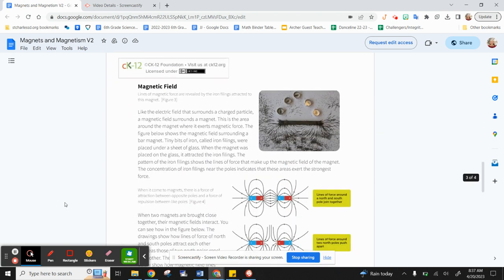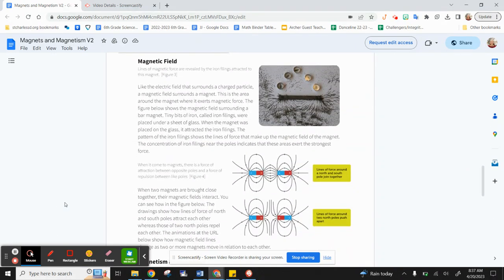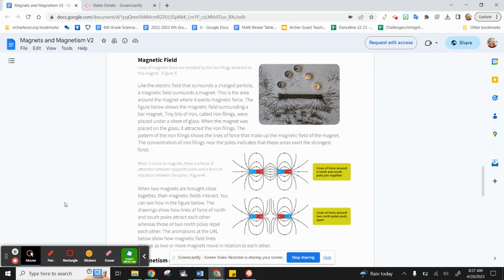Okay. Magnetic field. Like the electric field that surrounds a charged particle, a magnetic field surrounds a magnet. This is the area around the magnet where it exerts a magnetic force. So kind of like it's an invisible area around this magnet. The figure below shows the magnetic field surrounding a bar magnet.